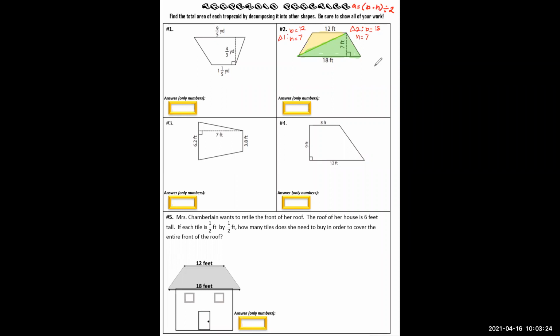7, very good. So remember, guys, when we are looking at a trapezoid and we split it into two triangles, the height of both triangles is going to be the same. So let's go ahead and work on our yellow triangle. We're going to do our base times our height. So we have 12 times 7. And what's 12 times 7, guys? 84. Very good. So now we are dividing our 84 by our 2, and we get what?